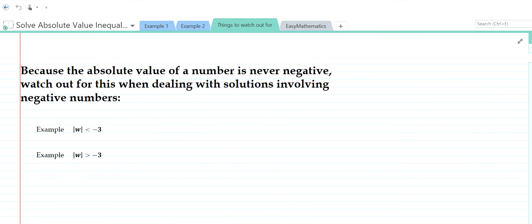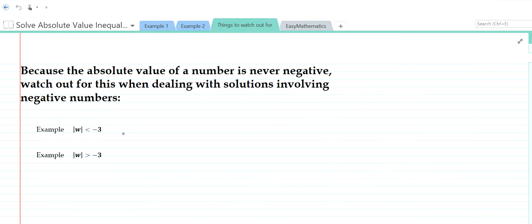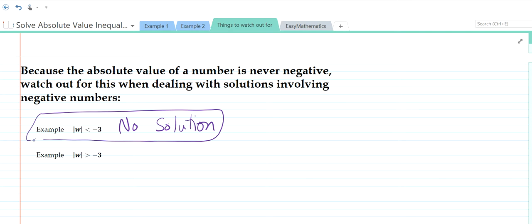And 2 things to watch out for. Once the absolute value is isolated, if it turns out to be less than a negative number, that's when we say this is not possible. So the answer to this would be no solution. And for this one, we would say when is an absolute value of something greater than a negative number? Well, this is always the case. So this will have infinitely many solutions.